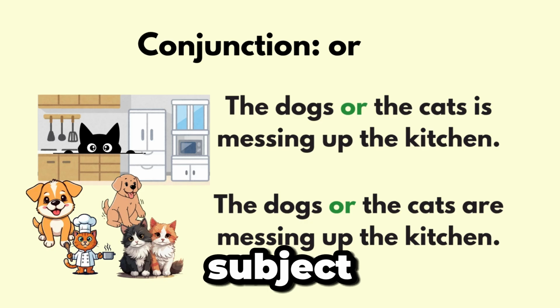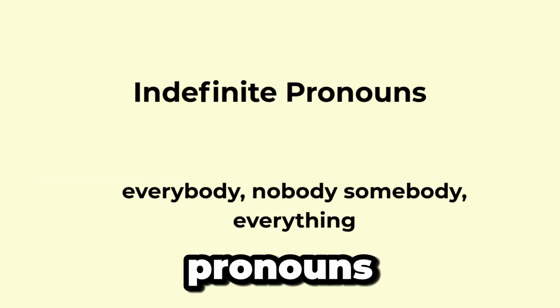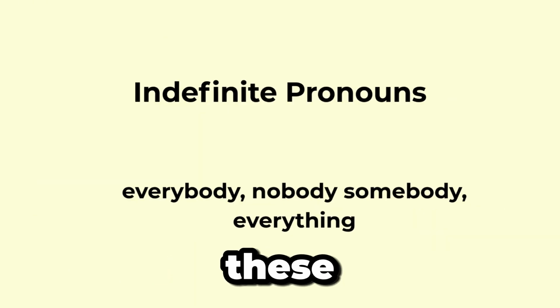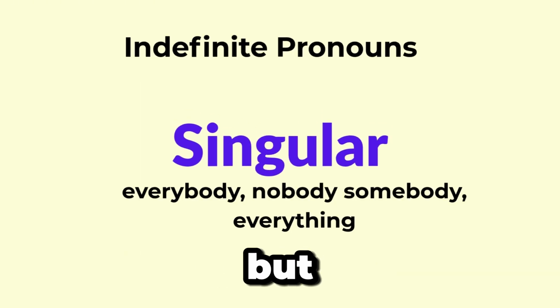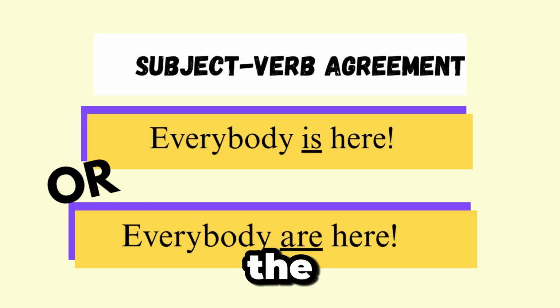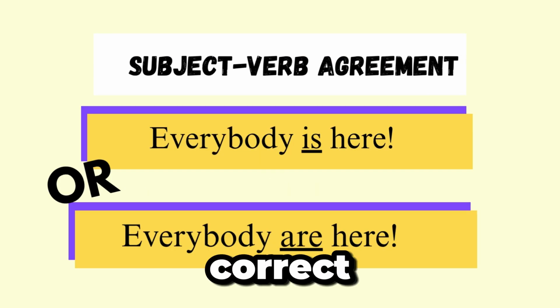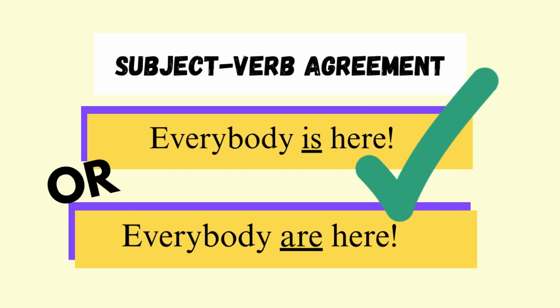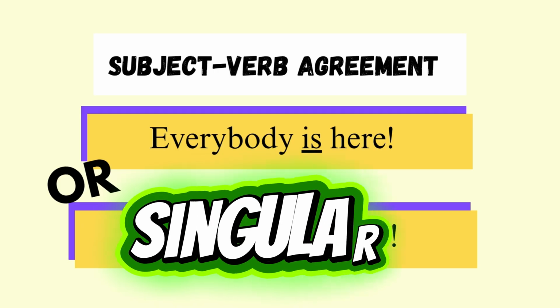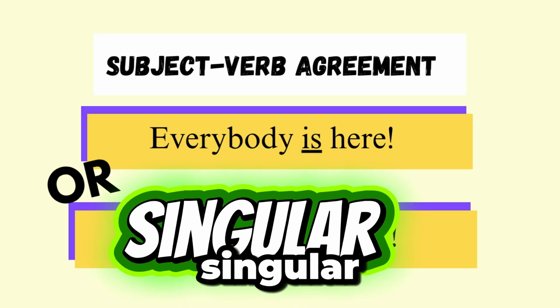Talk about subject-verb agreement with indefinite pronouns such as this. Some indefinite pronouns are singular, like these ones here, but we have some that are plural and some that can be plural or singular. So back to the initial question at the start of this lesson. The correct sentence is everybody is here because the indefinite pronoun everybody is singular. Therefore, the verb has to be singular.